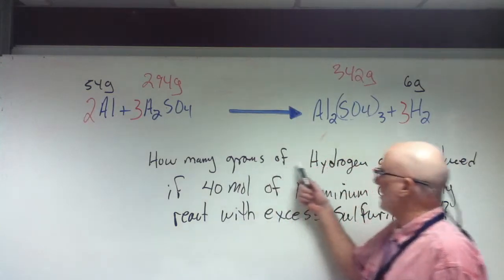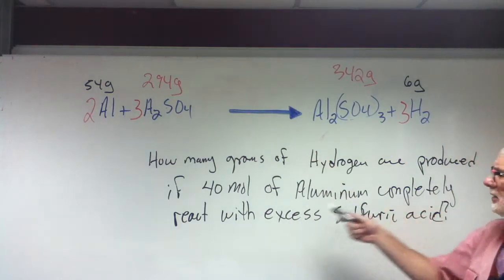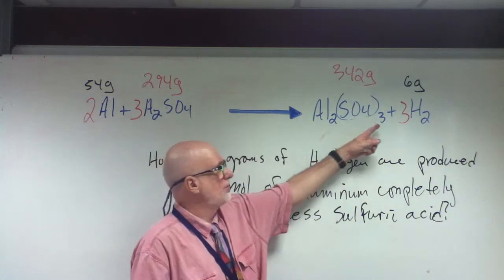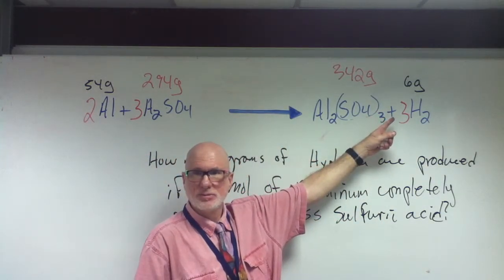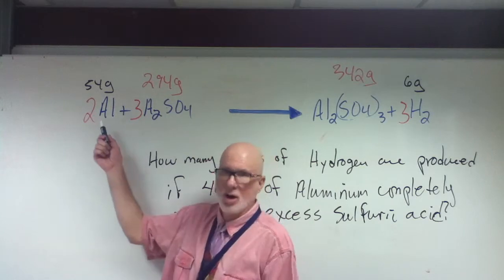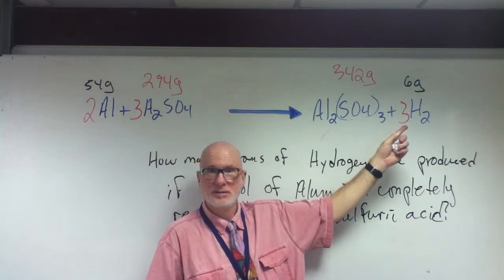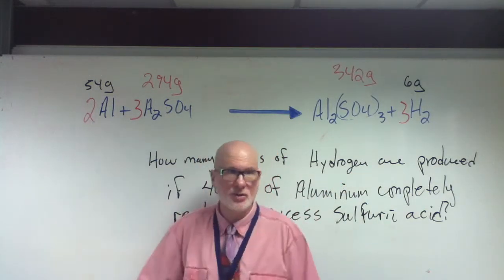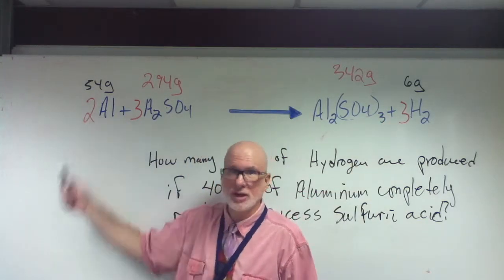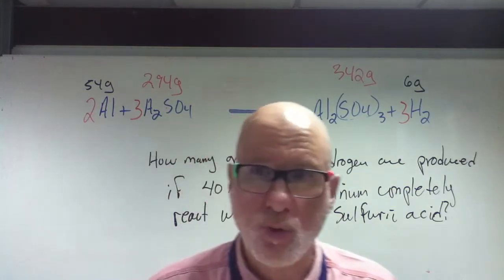So it says how many grams of hydrogen are produced if 40 moles of aluminum completely react with excess sulfuric acid. So 2 moles will give you 6 grams, right? Yes? 4 moles will give you 12 grams, right? 20 moles will give you 60 grams. 40 moles should give you 120. Get it? Yes? Just simple word problems.